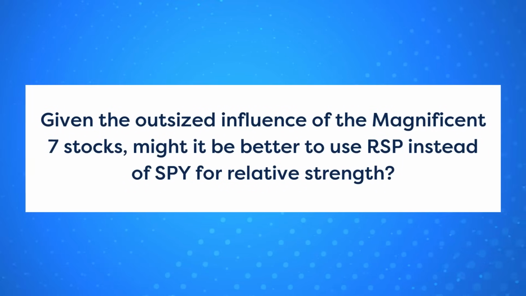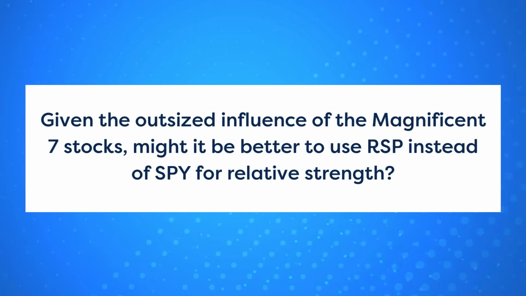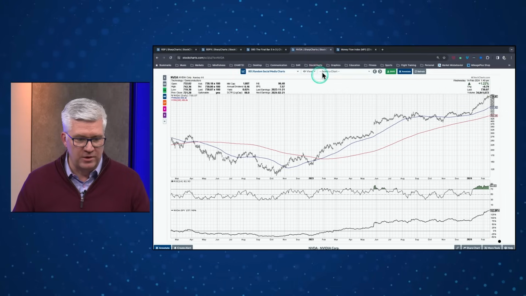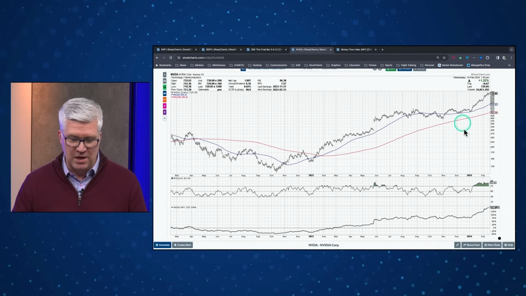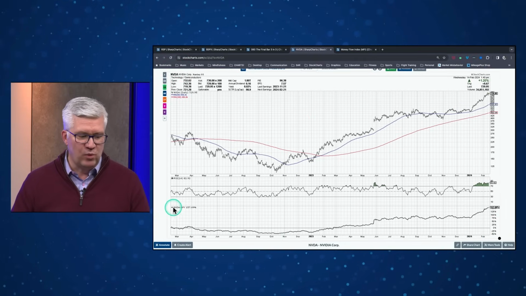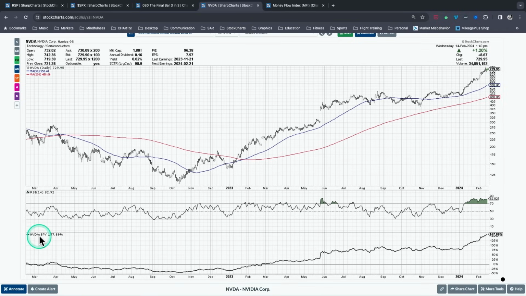Dave, given the outsized influence of the Magnificent Seven stocks, might it be better to use RSP instead of SPY for relative strength? I love your question very, very much. And what you're referring to is when I'm looking at the chart of NVIDIA, and this is my kind of go-to individual stock chart, at the very bottom, I have the relative performance of NVDA to the SPY. And 99% of the time, that's the ratio that I'm looking at.